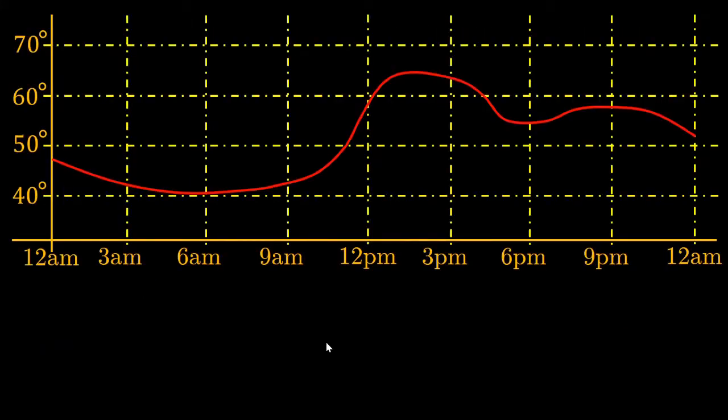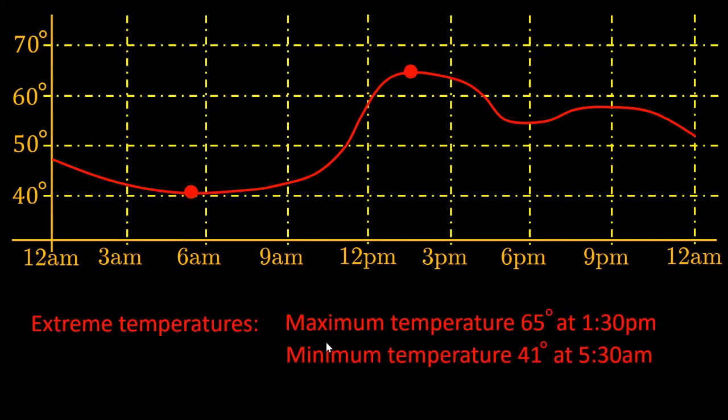For example, I'm trying to use a more practical setting, and I'm giving a plausible graph of temperature as it varies over the course of an entire day, 24-hour period. You'll see that the temperature has a maximum of 65 degrees, which occurs at 1:30 p.m. Also a minimum temperature of 41 degrees, that's at 5:30 a.m. Those are what we call the extreme temperatures. It's the daily high and the daily low.